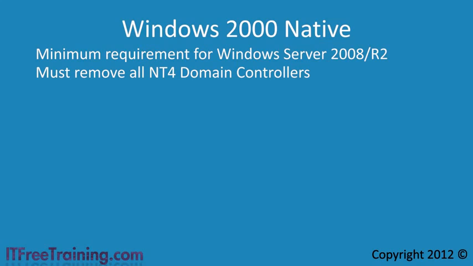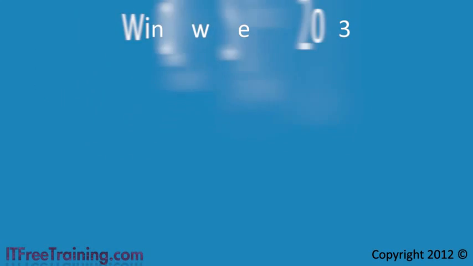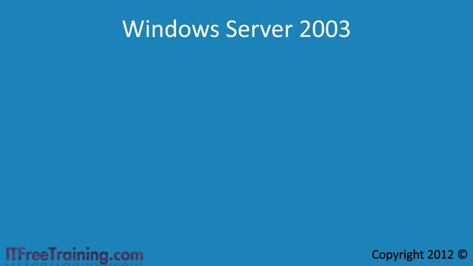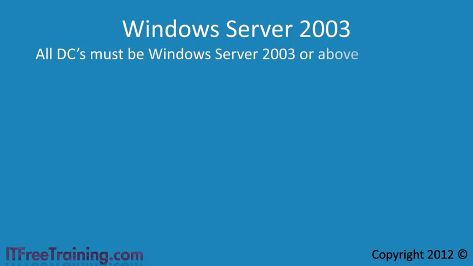If you select Windows 2000 Native, you basically get Active Directory. There are no special features at this domain functional level that are worth mentioning. The next domain functional level is Windows Server 2003. When your domain is at this domain functional level, all the domain controllers in your domain must be Windows Server 2003 or above. If you attempt to add a lower level domain controller, such as Windows Server 2000 later on, the operation will fail. With the Windows Server 2003 domain functional level, you do get some new features.